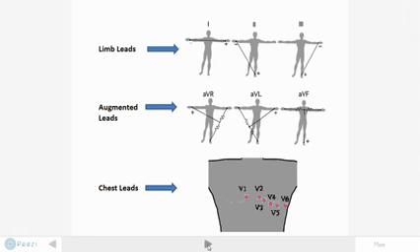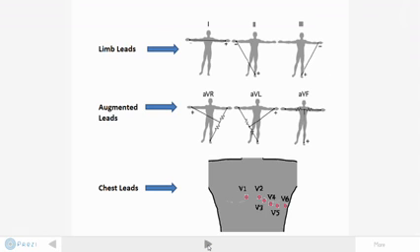A typical ECG involves three groups of leads. There are three limb leads placed on the left arm, the right arm, and the left leg. There are three augmented leads connected between the limb leads. There are also 6 chest leads placed at different positions across the chest.